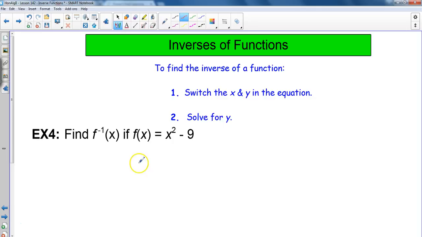So let's check this out. So let's go through this process. We're going to switch the x's and the y's. So here I'm going to have x equals y squared minus 9. And this is no different from what we did before. We want to isolate y, so we add 9 to both sides.